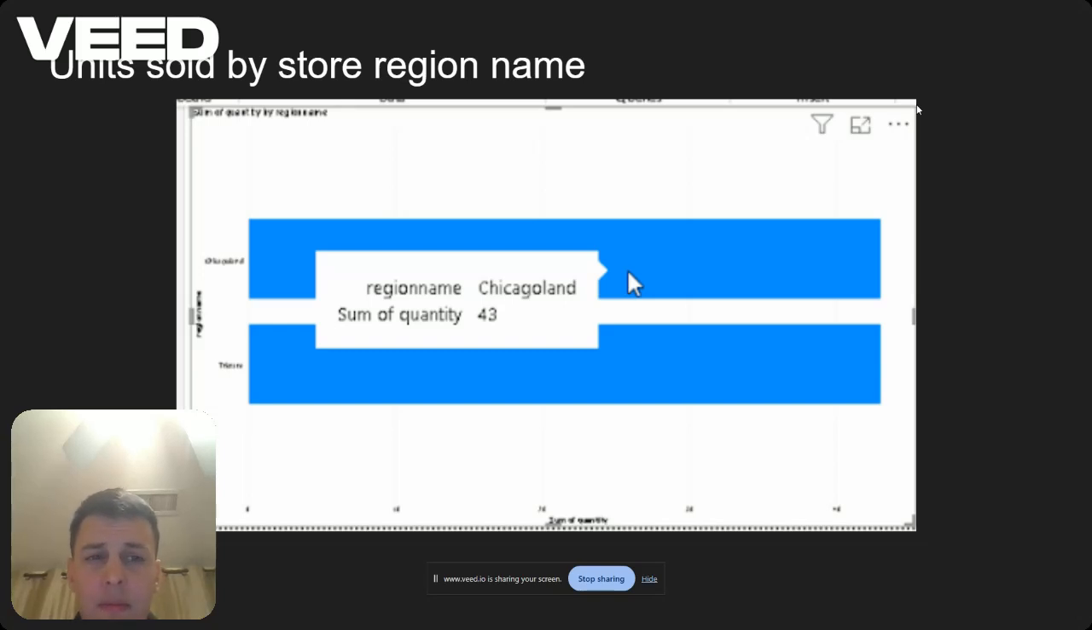What that tells me is that expansion into other regions like the West Coast, the Southwest, things like that might be beneficial for the Kenya Retail Company because of the success that they've had in not only the Chicagoland but also the tri-state area simultaneously.